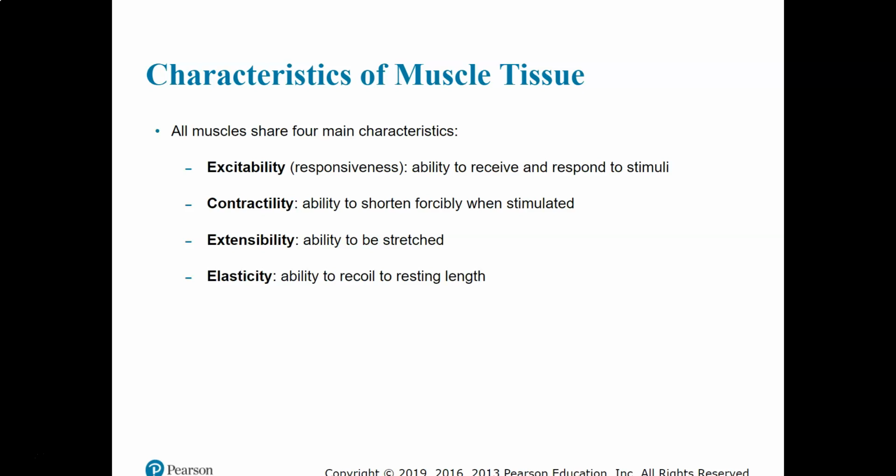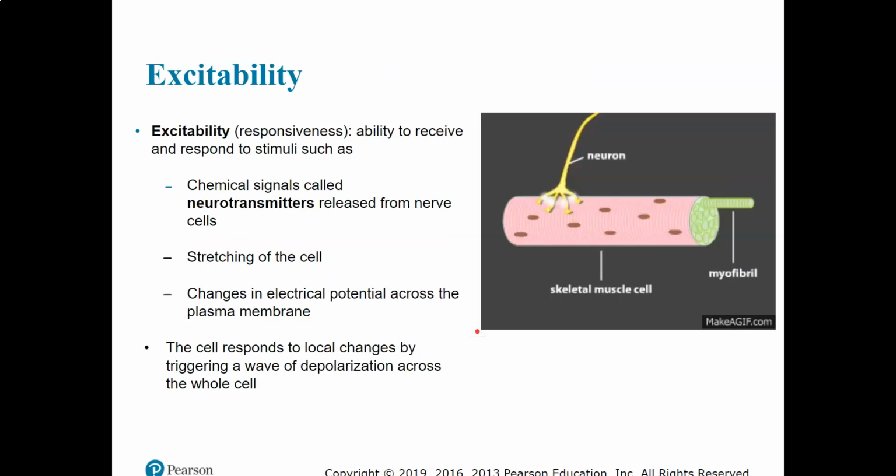Then what muscle cells really do is they contract. They have this contractility. What muscle cells do is that when they are stimulated, they get shorter, and that's going to generate force. They also have this extensibility. Essentially, they are stretchy, and elasticity, meaning that after they're stretched, they return to their original length.